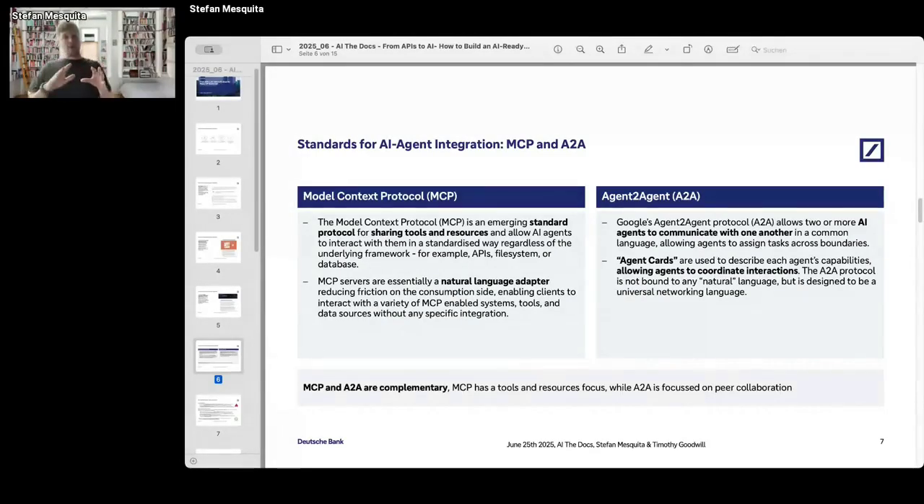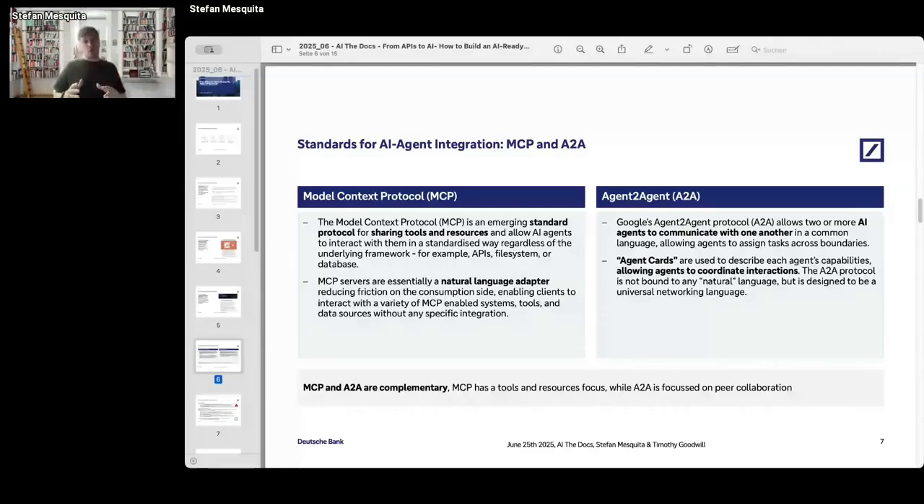The Model Context Protocol and the agent-to-agent protocol are complementary. What the Model Context Protocol, MCP, is trying to do is to allow AI to ingest new data into its model via APIs, file systems, or databases. Agent-to-agent tries to connect different agents with each other. We have seen in previous presentations agents talking to each other. One of the solutions for how this could happen in future, or already right now, is via A2A.